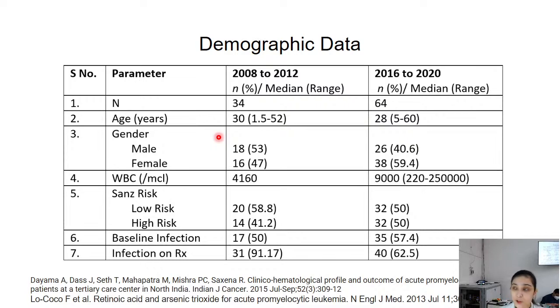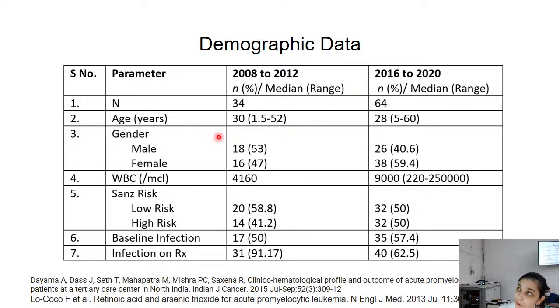We had 34 patients of APL diagnosed between 2008 and 2012. The median age was 30 years, with 53% being males and 47% being females. The median WBC count was 4,160. 58% of patients belonged to the SANS low risk category and 41% to the SANS high risk category. 50% of the patients presented with baseline infections and 91% developed infections while on therapy.